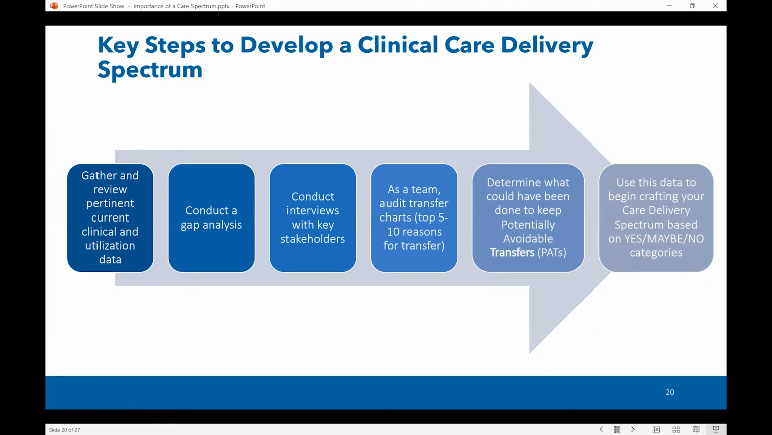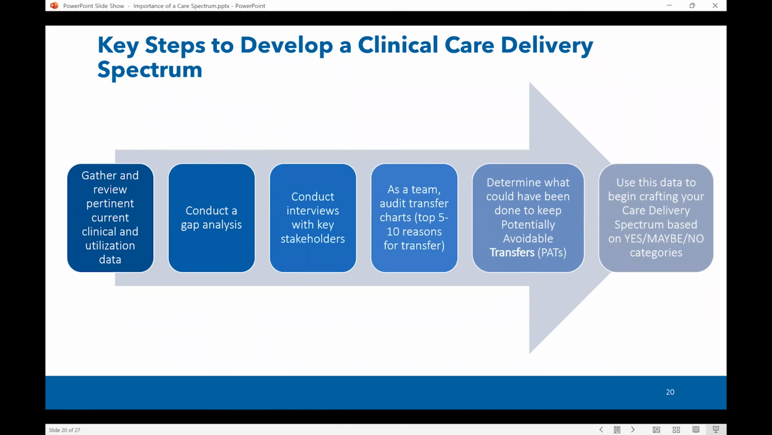So that means understanding what the nursing staff say, what all of the providers say about the patients and the type of patients that you can care for there. Sometimes you'll find in just having the one-on-one interviews that there is a different perception of what patients can be kept in the organization. And so we definitely want to have those one-on-ones to understand what everybody believes is happening.